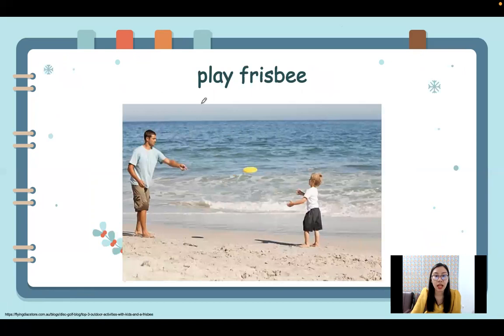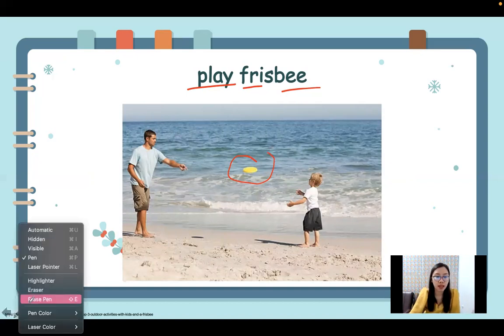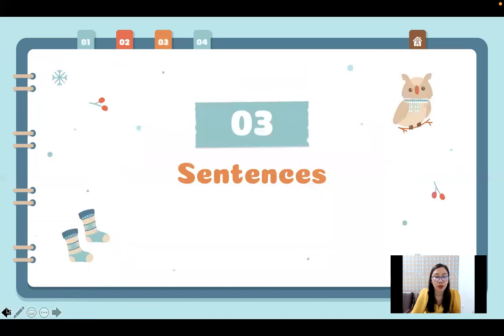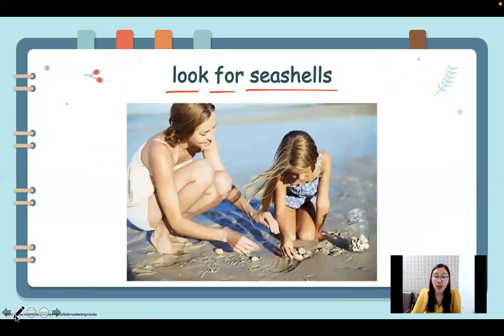Okay, next, play frisbee. All right, so this is a frisbee. You just throw the frisbee and then you catch. Throw, catch, throw, catch. Catch it like this, Shimai. Play frisbee. Frisbee is a sport where you throw this, it looks like a plate. So we have 4 new words for today.